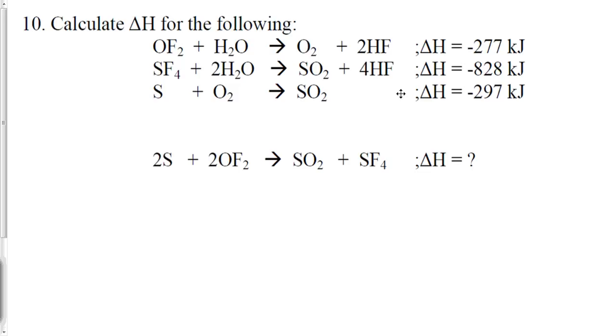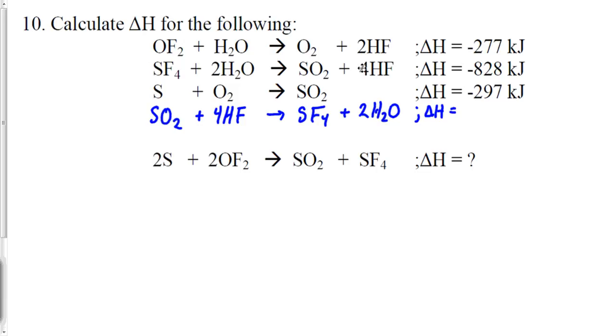So find an equation with SF4, middle one, and flip that equation over. So I'm going to rewrite that middle equation. So that's going to be completely backwards. SO2 plus 4HF. And again, if you notice, I try and keep everything in a line like this. Makes SF4 plus 2 H2Os and delta H.